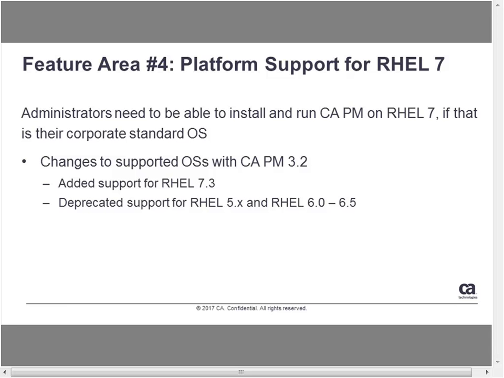Starting with CAPM 3.2, our initial version of Red Hat 7 that we'll support will be 7.3. We are not going to support Red Hat 7.0 through 7.2, primarily because of Vertica compatibility issues. We are also deprecating some OS support in this release. We'll no longer support Red Hat 5. I believe Red Hat 5 was end-of-lifed by the vendor this past March. And we're no longer going to support Red Hat 6.0 through Red Hat 6.5, again because of Vertica compatibilities.